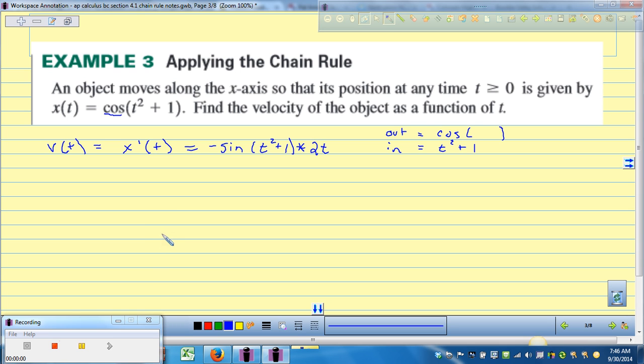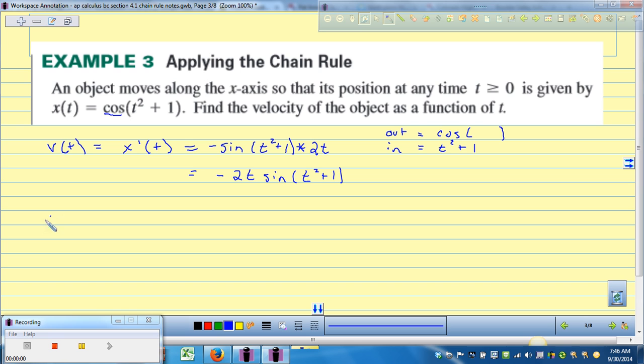Once again, unless you are asked to simplify, you don't have to, but we can just rearrange a little bit. Negative 2t sine of t squared plus 1. What if they're asked to take the derivative again? On this one, you would need product and chain.